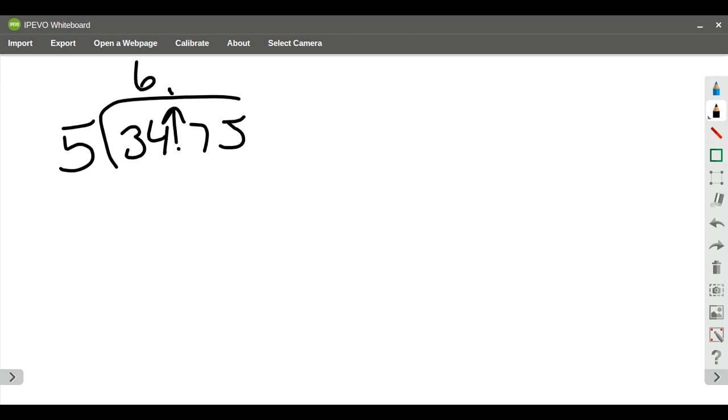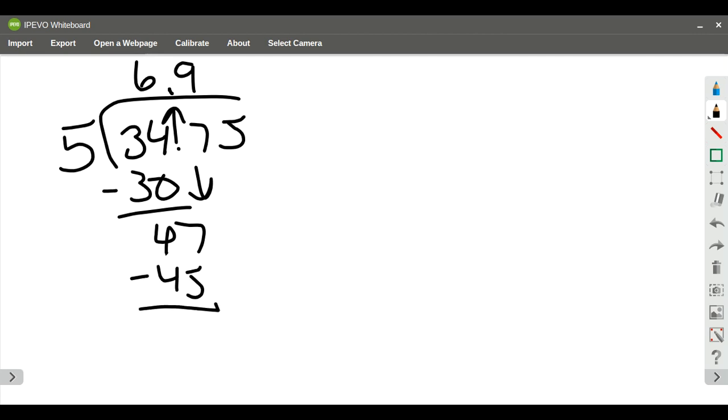6 times 5 times 6 is going to be 30. I'm going to subtract. I have 4 left over. I'm going to bring down the 7. 5 goes into 47 9 times. 5 times 9 is going to be 45. I'm going to subtract. I have 2 left over.